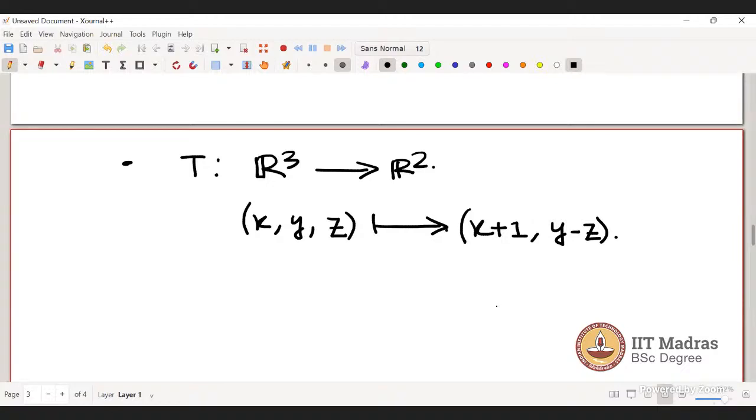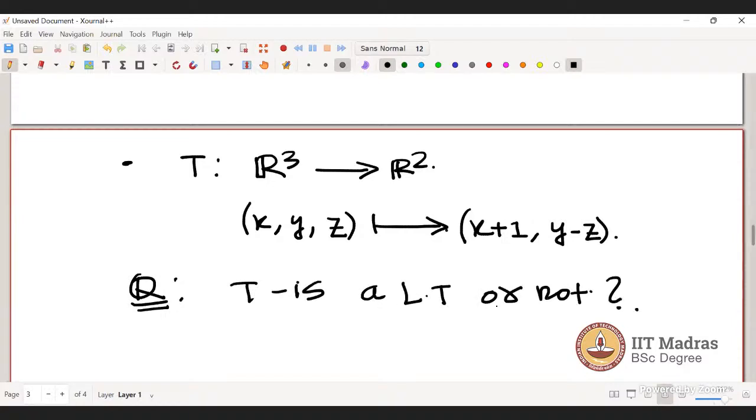Okay, so my question is whether T is a linear transformation or not. So how should you start solving this one? By taking two vectors, sir, like the way you did in the last example.